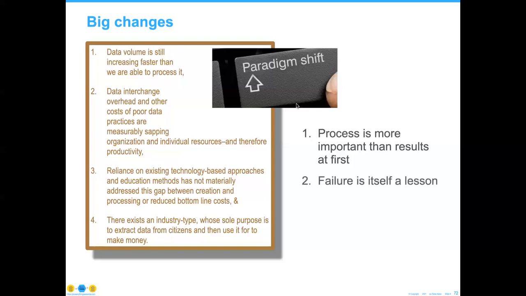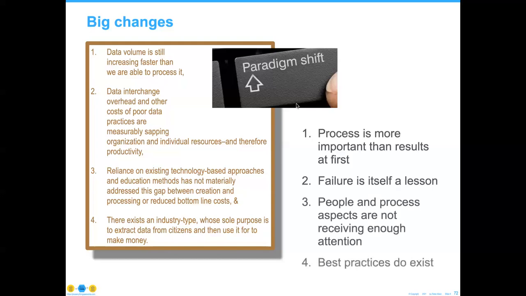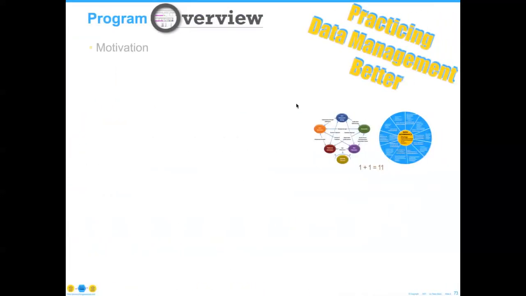Failure in itself is a lesson. I'll tell you a quick story: this morning, an organization that I'm very familiar with had a little oopsie. We handled it really well. It wasn't terrible that we had the oopsie, and we did a really good job of handling it. But the interesting takeaway, at least for me, was that first-time technology probably isn't going to work well, and your first data strategy, your first attempt at trying to improve your data practices, probably is going to have some oopsies along the way. And the people and process parts are simply not receiving enough attention. Best practices do exist, and we can use them to help our organizations achieve their strategic objectives in a much more productive fashion.